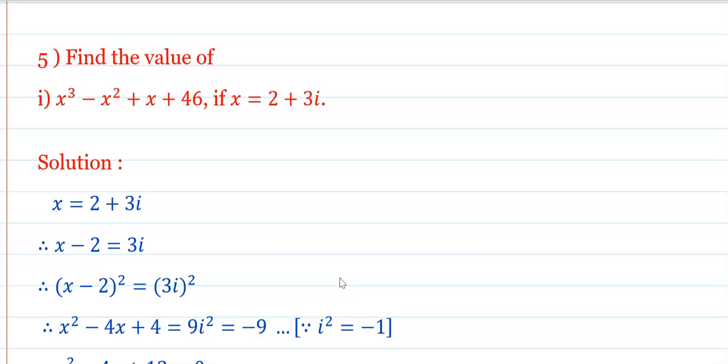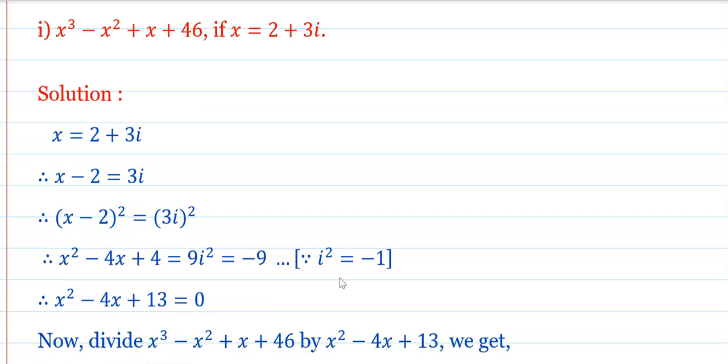Therefore, x minus 2 is equal to 3i. Squaring on both sides, you will get (x minus 2) whole square is equal to (3i) whole square. (x minus 2) whole square means what? x square minus 4x plus 4 is equal to 9i square. i square means what? Minus 1. Therefore, it is minus 9.